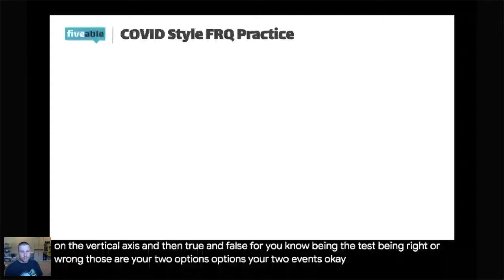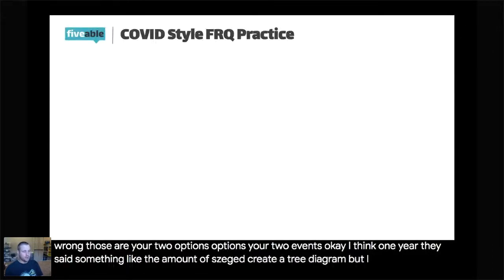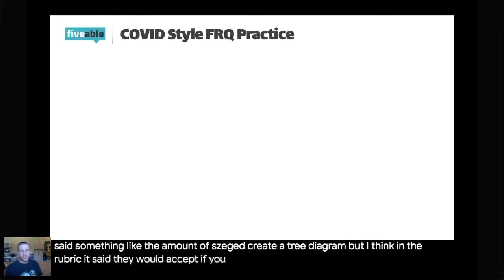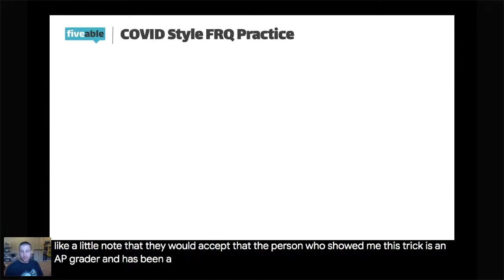And I think one year they said something like create a tree diagram, but I think in the rubric it said they would accept if you did a two-way table with a simulation. That was like a little note that they would accept that. The person who showed me this trick is an AP grader and has been an AP grader for a long time. And that was her suggestion for these types of problems.